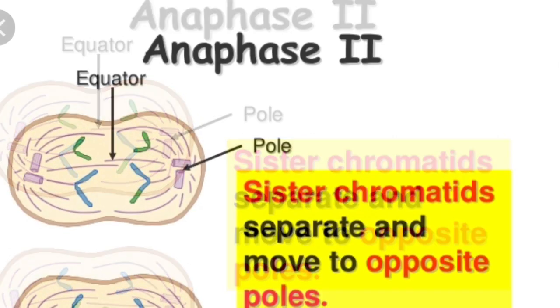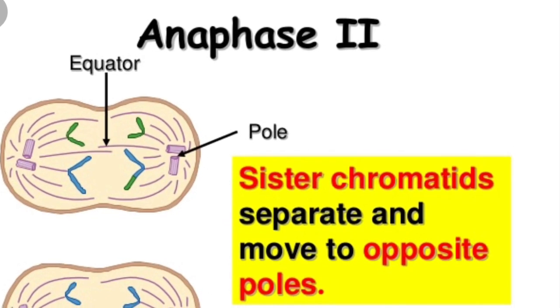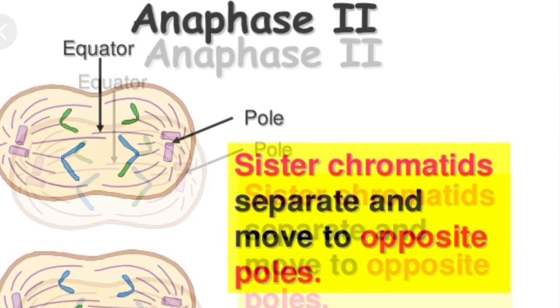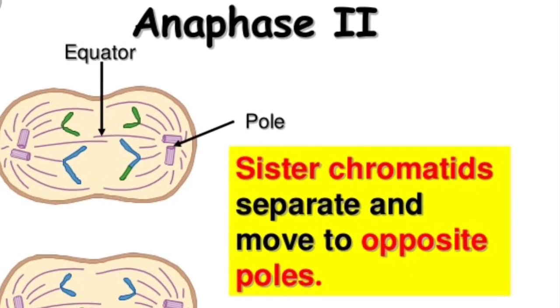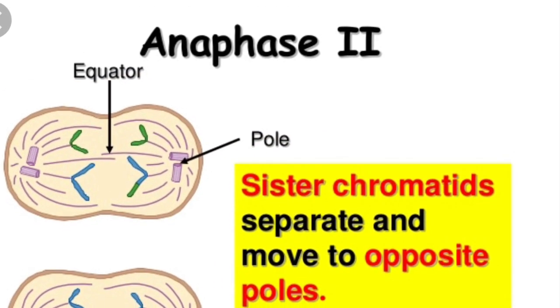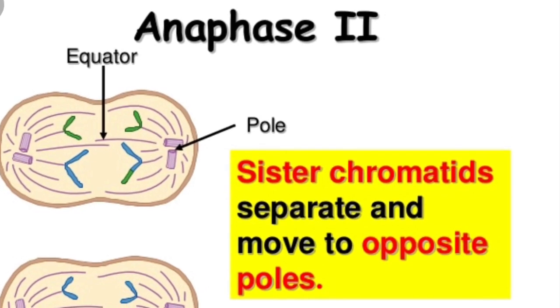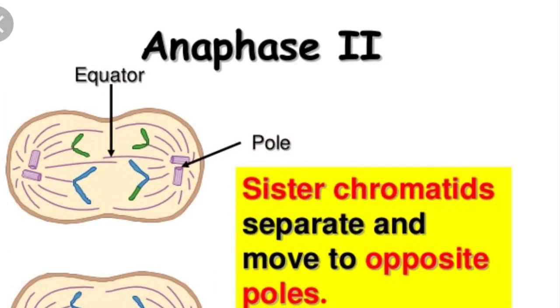And in anaphase 2, the sister chromatids split and go to the opposite poles of the cell, or opposite sides of the cell. So in anaphase 2, the sister chromatids are going to move to opposite sides of the cell.